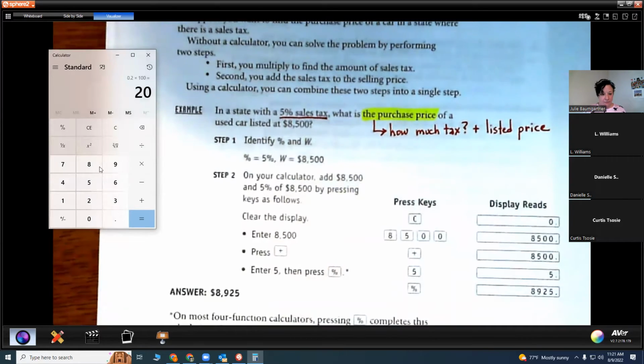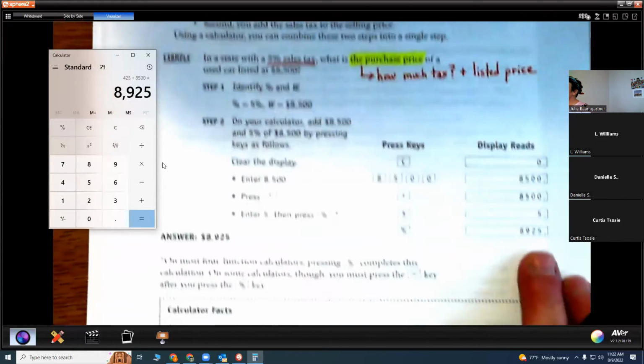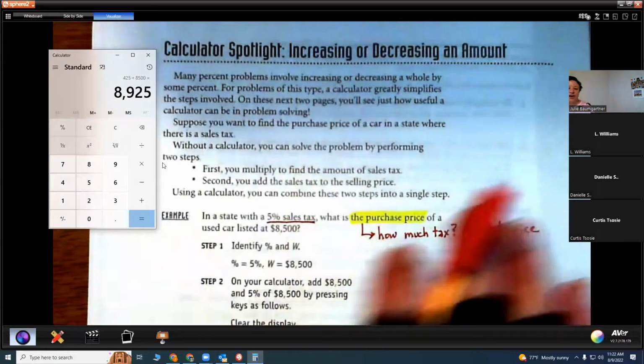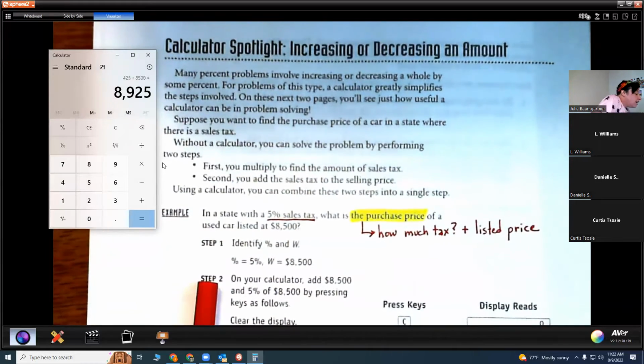So just like it's saying, your calculator can help you do this. So first we figure out how much sales tax we owe. So what is 5% or 0.05 times 8,500? So the sales tax is $425. So then we add that to our list price. So the final price, $8,925. So for these percent increase or decrease questions, there's usually 2 steps involved, okay?